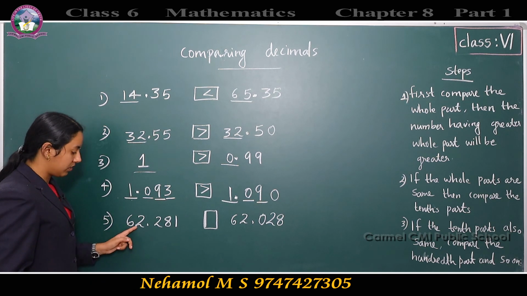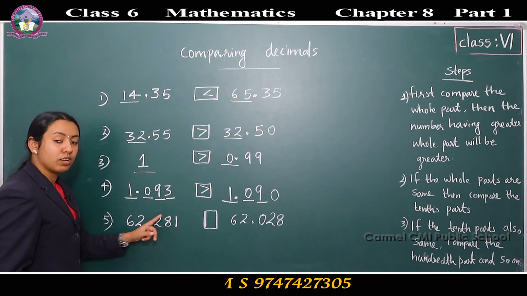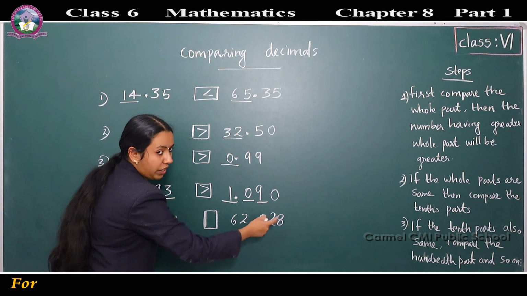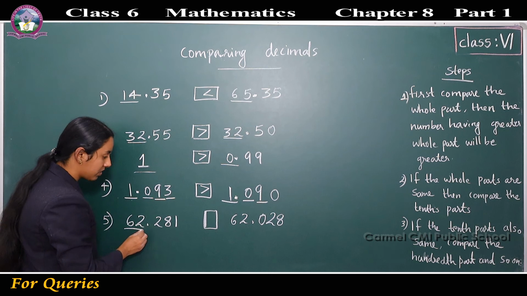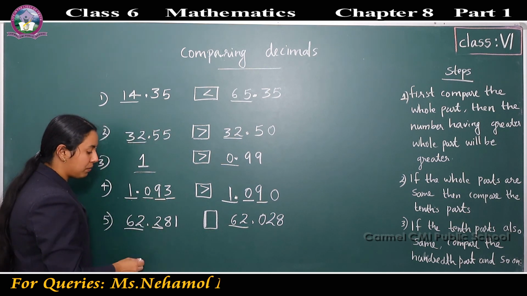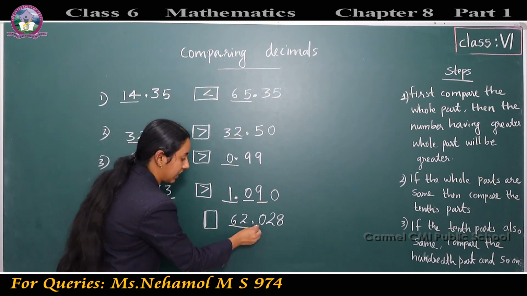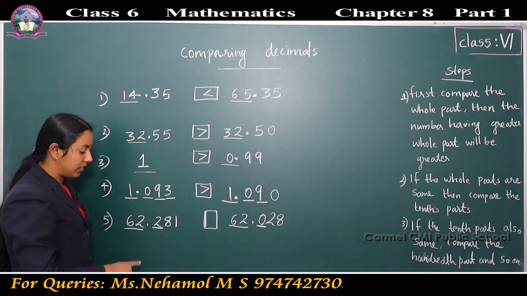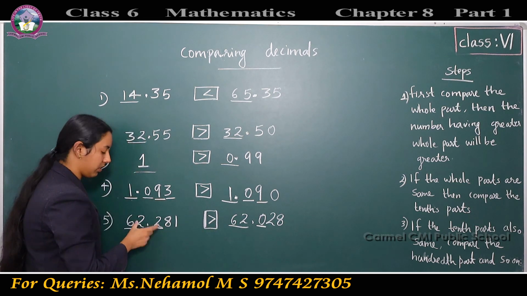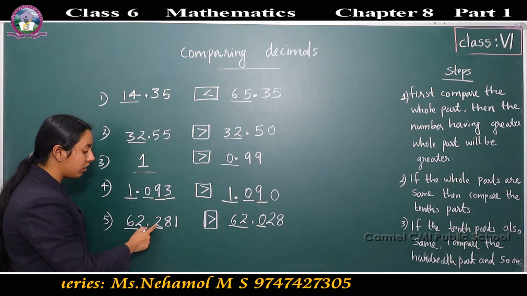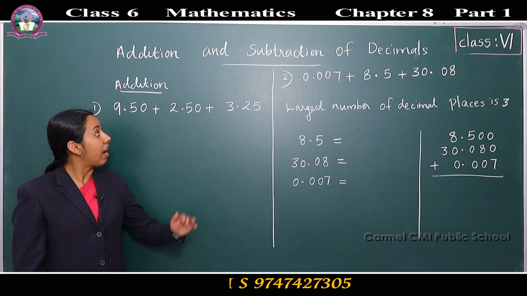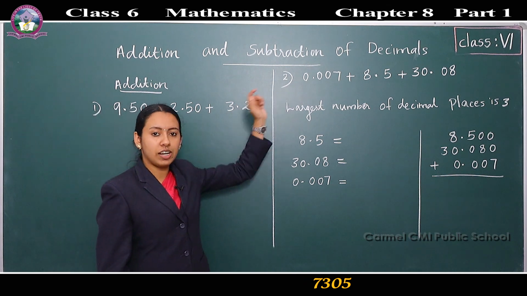Next one, 62.281, 62.028. Compare the whole parts. 62, 62. That is same. Compare the 10th part. Here it is 2. Here it is 0. Which one is greater? 2 is greater than 0. So first one is greater. 62.281 is greater.